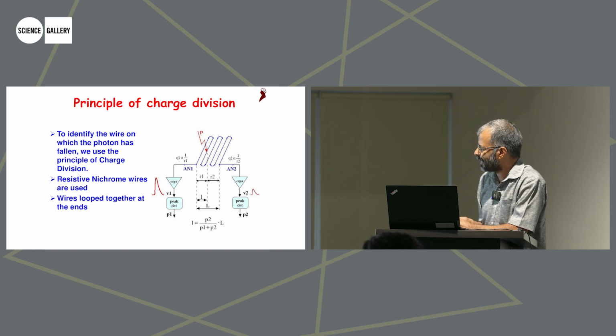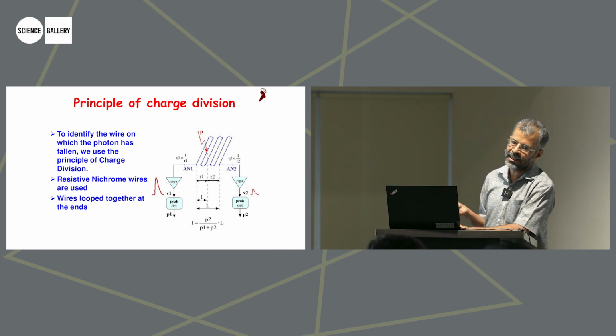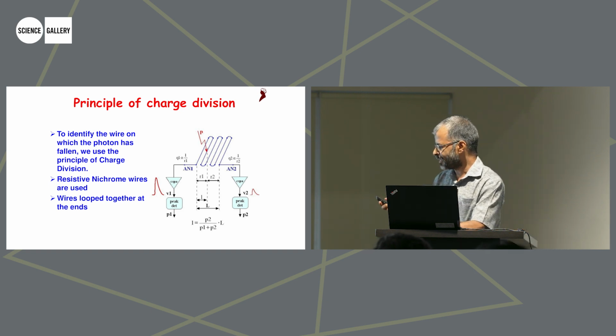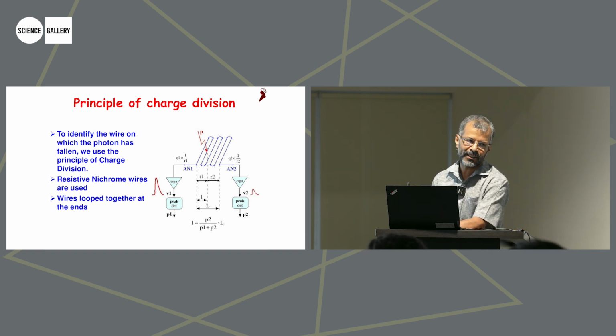So, this is peak 1, here peak 2. Because the photon has fallen here, there is more charge in this, because of that the peak is more here, and this has to travel a longer distance, so there is a smaller peak here. To know the length from here to here, where it has fallen, this is the unknown length, but the total length is known. So, to find the unknown length, you have to divide P2 by P1 plus P2 and multiply by the total length, and we will know where the X-ray photon has fallen. This is the main principle which is used in this detector.